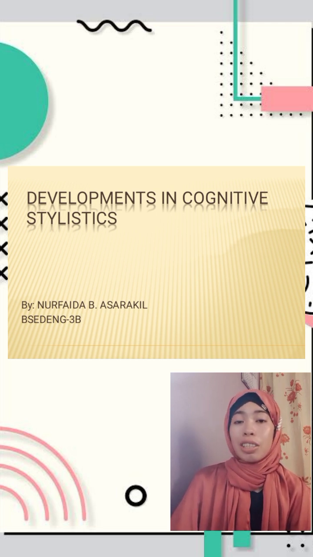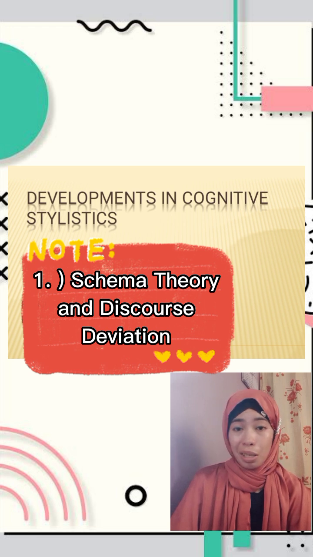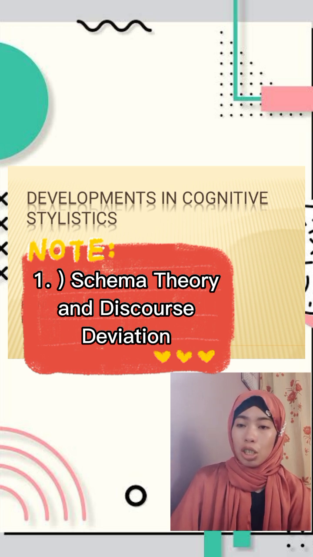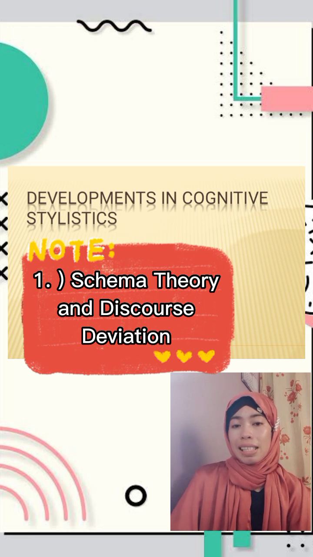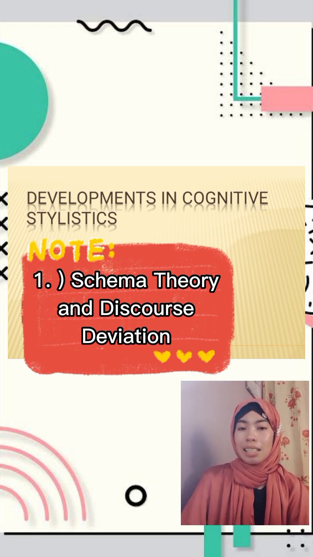Today, we embark on a journey into the realm of cognitive stylistics, where the fusion of cognitive science and literary analysis illuminates the intricate processes of reading and interpreting text. Our focus lies on the significant developments in cognitive stylistics, particularly the adaptation of schema theory and discourse deviation, which have revolutionized our understanding of how we engage with literary text.